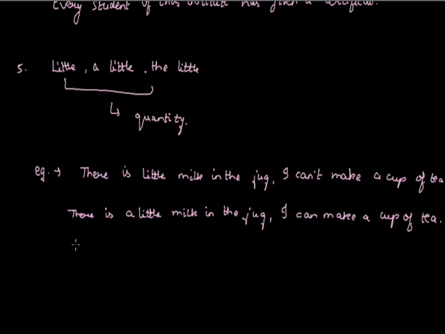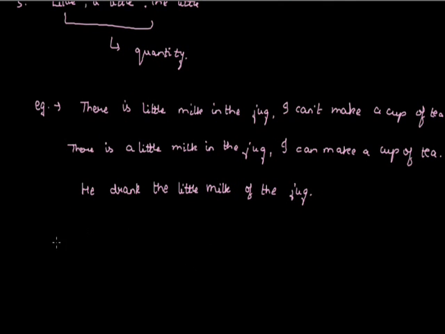Third one is the little. The little refers to a negative insufficient quantity that fails to serve our purpose but can serve another purpose. For example, he drank the little milk of the jug. So that little quantity cannot serve our purpose but it is serving another purpose, that he drank the little milk of the jug.